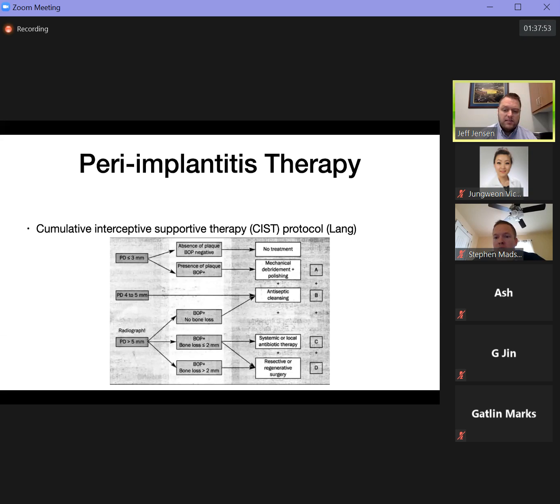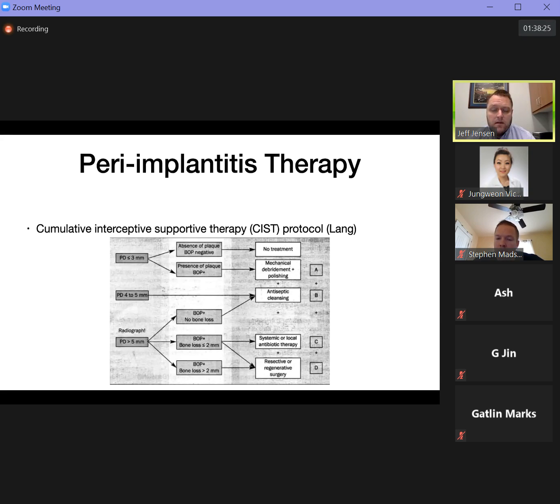If we start to see bone loss, and it's slight, less than 2 millimeters, we can start to do systemic or local antibiotic therapy in addition to antiseptic cleaning and debridement. And if our bone loss increases to over 2 millimeters, then we start to look at surgical therapy, so flapping and possibly bone grafting.